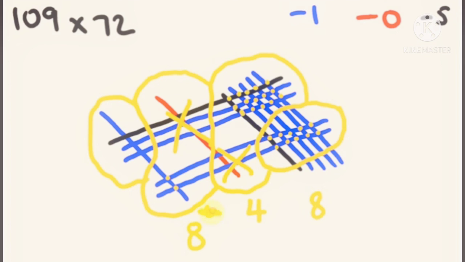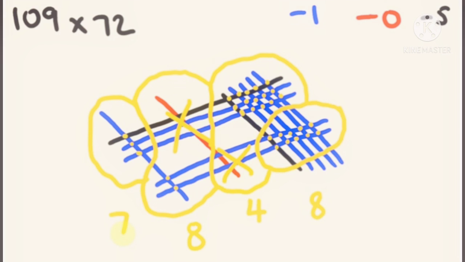Okay, get rid of that. And here we have 5, 5, 6, 7. So our answer, 7,848. And that's a way that you can deal with these, okay? Rather than getting lots and lots of intersections.